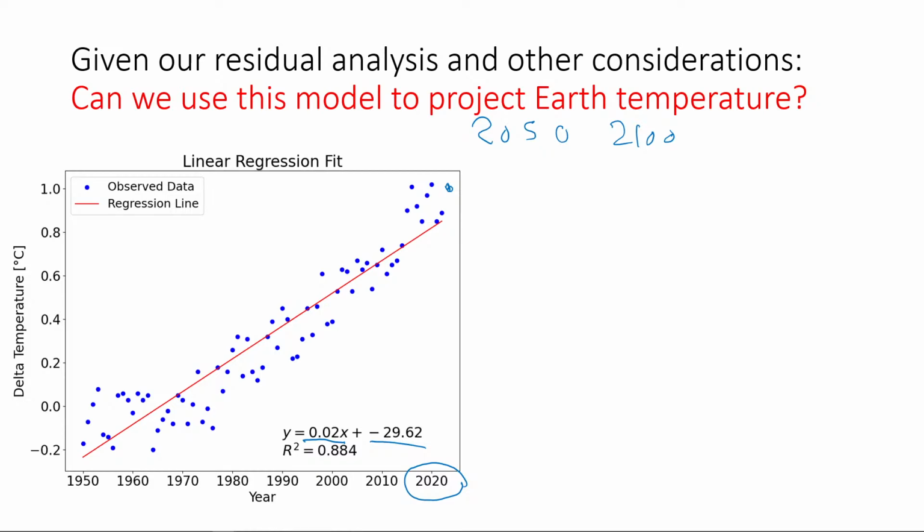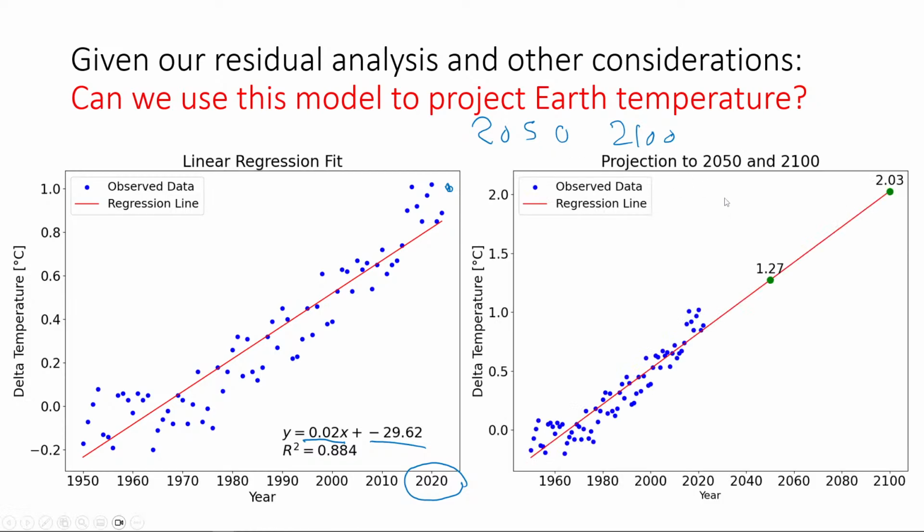Of course you can, but is it meaningful to do it? For example, if I project into the future, in mid-century I will have a temperature rise of 1.27. At the end of the century, I have a temperature rise of 2 degrees. But is this result reliable? Can we use this result? And the answer, of course, is no.